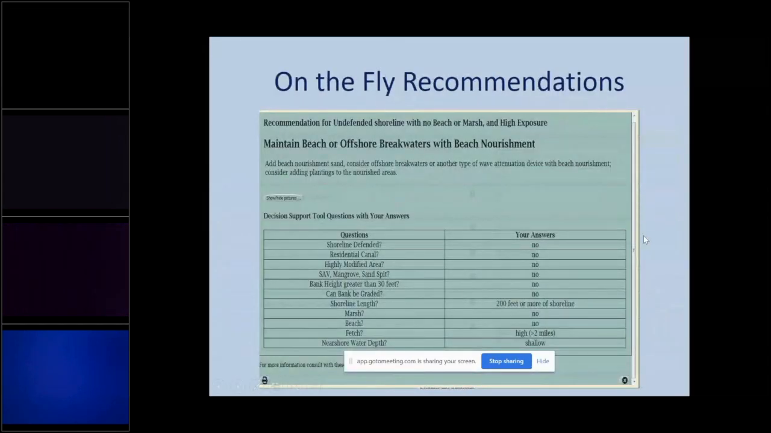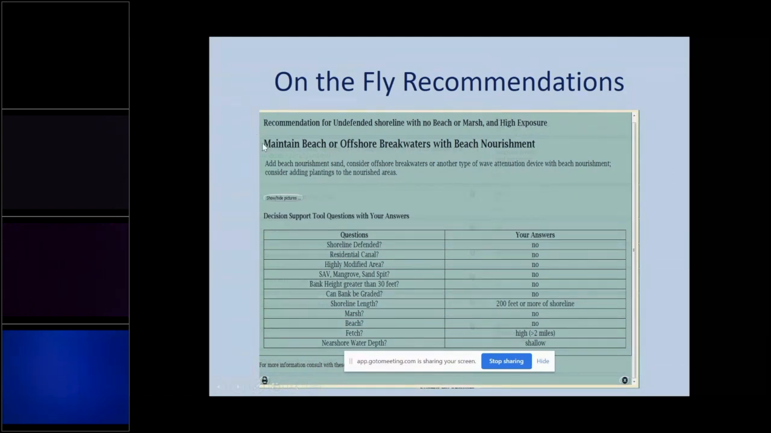So once the user finishes answering all the questions, they hit the Submit Your Answer button, and then the recommendation pops up. For this example, there is a summary of the answers to the questions that the user went through. The recommendation comes out right at the top. So this was an undefended shoreline. It had no beach or marsh, but it had high exposure.